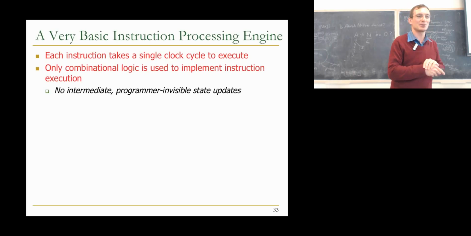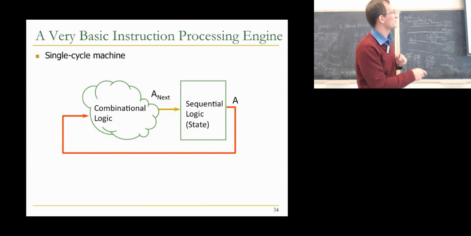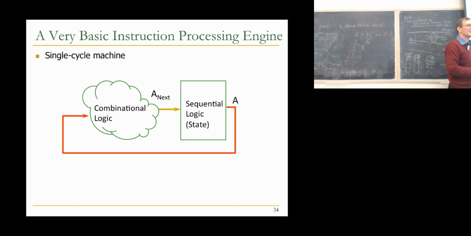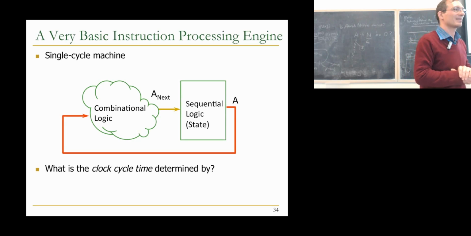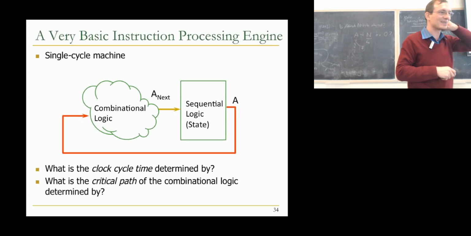Basically, a single cycle machine looks like this, and this is what you're going to be building soon. We basically have some state and some combinational logic that generates A next, or A prime. I guess to be consistent, I should have said A prime over here, right? Since you've taken 240, you can tell me what is the clock cycle time determined by in this case? That's right. Basically, the critical path, the longest latency in the combinational logic, right? So what is that critical path or longest latency determined by in this case?